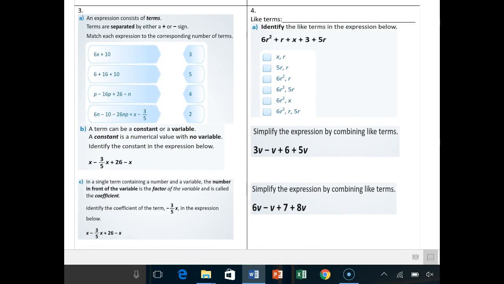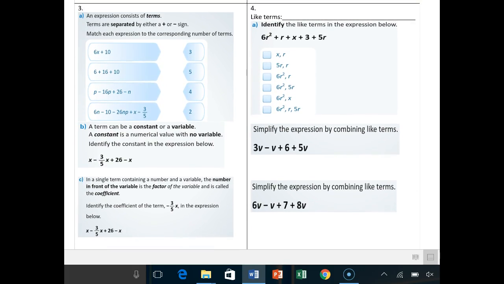All right, number 3. This is where we start to kind of get vocab heavy, so really focus in here. An expression consists of terms. The terms are separated by either a plus or minus sign. So a term is just a number, a combination of a variable and number, or just a variable. So for instance, this is a term separated by a plus sign, and this is a term. So this expression has two terms, so we matched it up with this one right here. This expression has 1, 2, 3 terms.